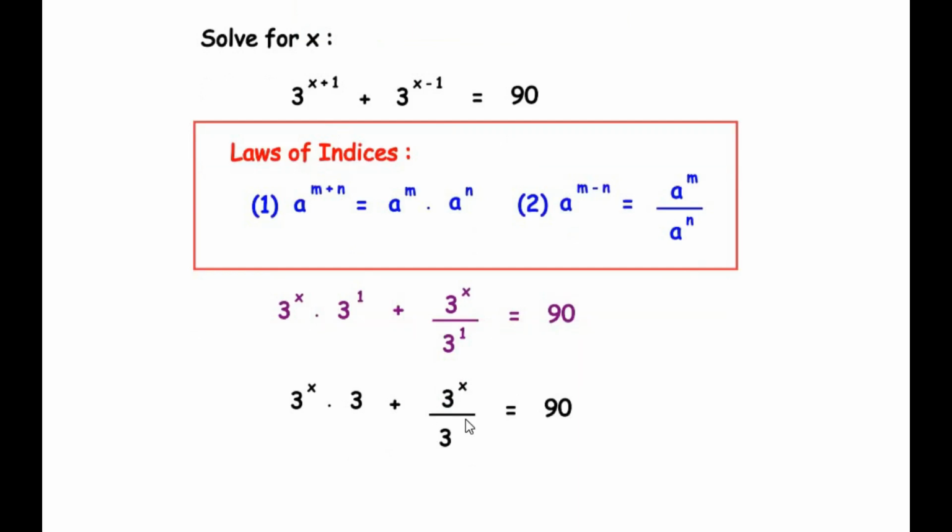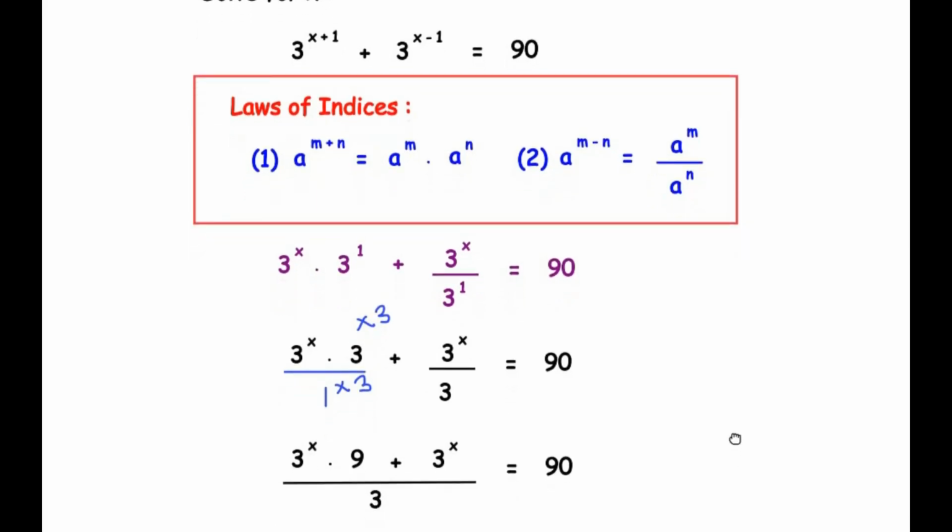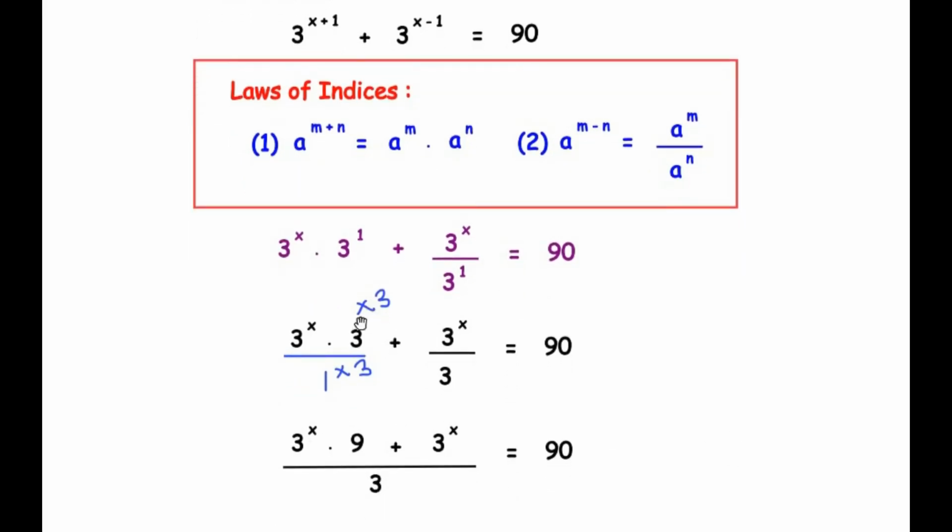Now once we have got this, let us take a common LCM. That is, we are going to divide the first term by 1 and we are going to multiply the numerator by 3 because we can see here the denominator is 3. So multiplying the numerator by 3 and also the denominator by 3, we are going to get 3 raised to x times, now 3 times 3 we have written it as 9 plus 3 raised to x. Now we have a common denominator, that is 3 equal to 90.